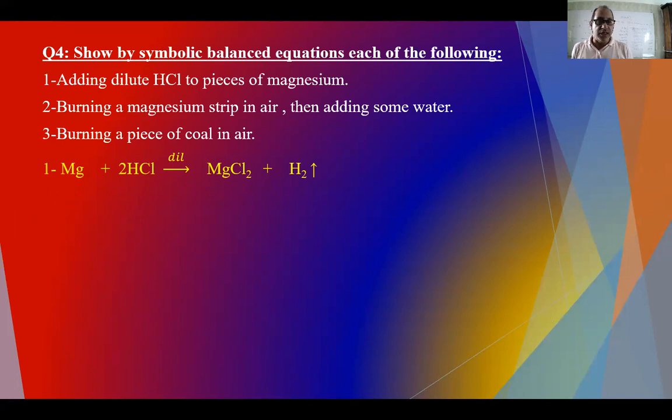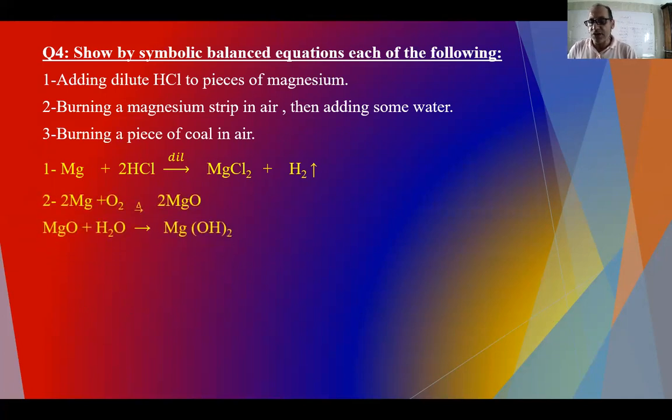Burning the magnesium in air: Mg plus O2 gives MgO, or 2Mg plus O2 gives 2MgO. This is a basic oxide. It dissolves in water: MgO plus water gives magnesium hydroxide, which is an alkaline solution. So here are the two reactions.